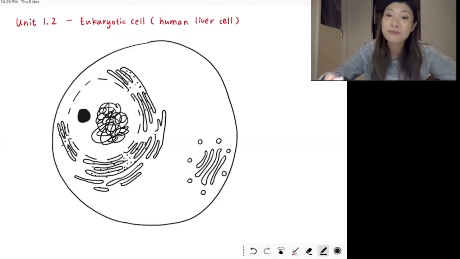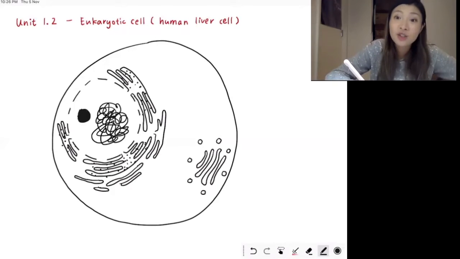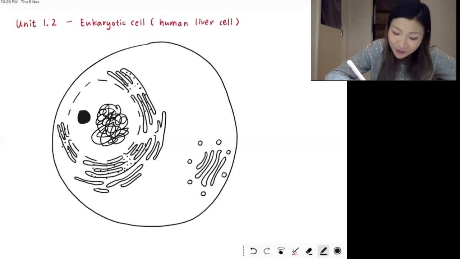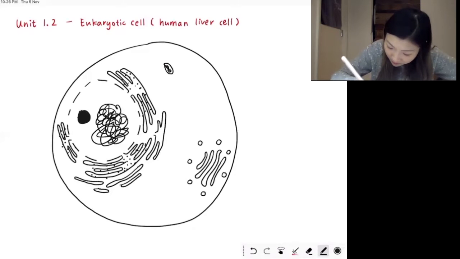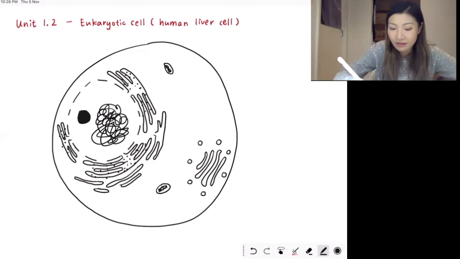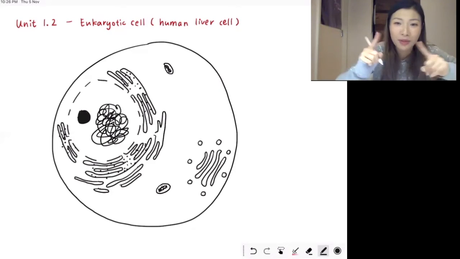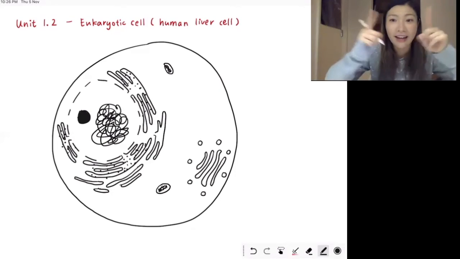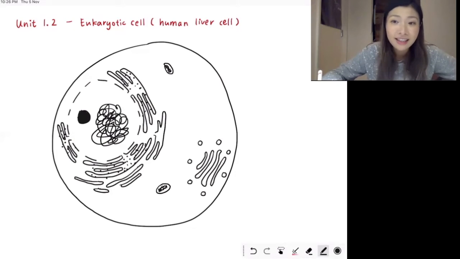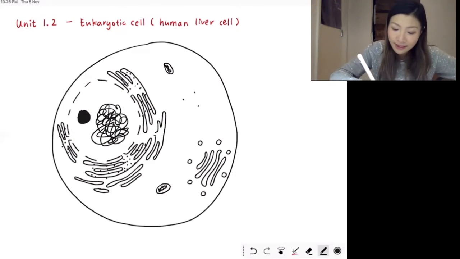Moving on, we do need to draw mitochondria, so don't forget that. When you're drawing a mitochondria, you want to emphasize the fact that they have a double membrane, and the inner membrane is highly folded to form these cristae, finger-like projections inside.